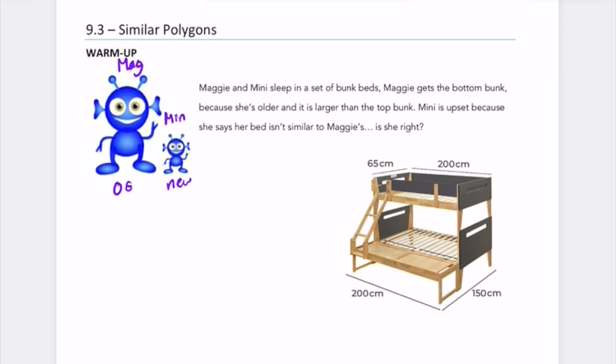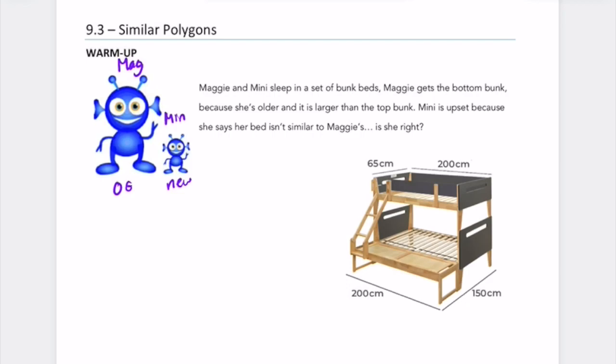Now, we know Maggie and Minnie are similar to each other because they are shrunken down or enlarged versions of each other. Other than everything being shrunk to create Minnie, all of their proportions are similar to each other. Now, Minnie and Maggie have these bunk beds, and we have the measurements of the bunk beds here. And Minnie's upset because she goes, hey, even though I'm similar to Maggie, my bed isn't similar to Maggie's. I want to know if she's right.